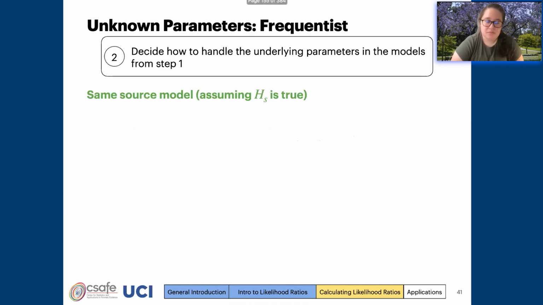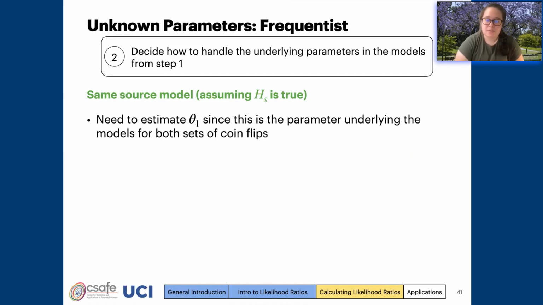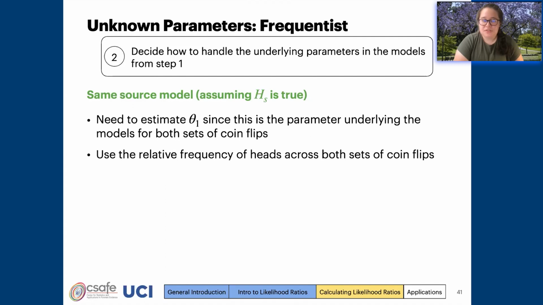So let's think about this in a little more detail. Under the same source model, we need to estimate only theta 1 because this is the parameter that is underlying both sets of coin flips. So to do that, let's just take the relative frequency of heads across both sets.